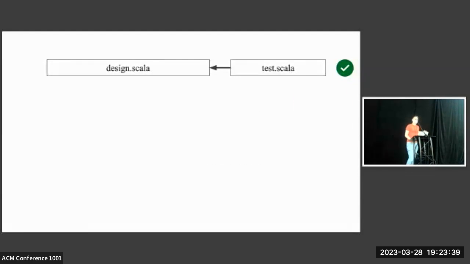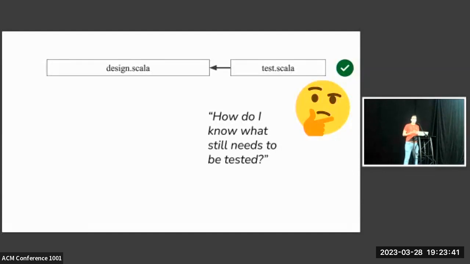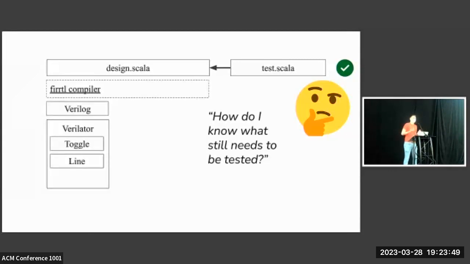One very classic answer to this question is, well, we wrote all these statements in our code. Let's see that at least every statement is used in the test, and that translates to line coverage. Now, how do we do line coverage nowadays in Chisel? We use our Firrtl compiler, compile things down to Verilog, and then we run things on an open source Verilog simulator like Verilator, and that will give us toggle and line coverage.